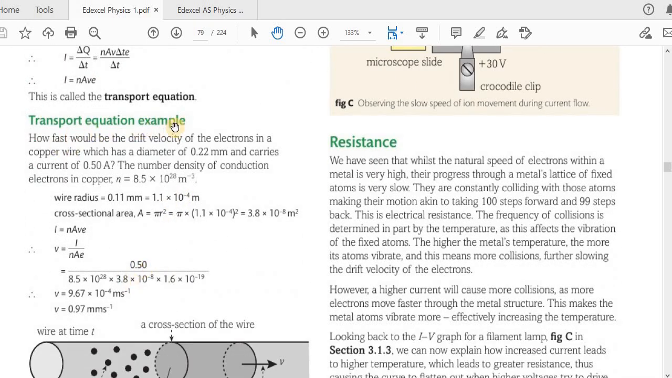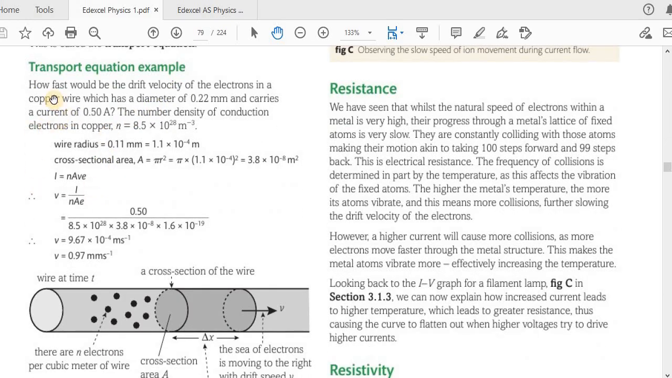The transport equation example: how fast would be the drift velocity of the electrons in a copper wire which has a diameter of 0.22 millimeters and carries a current of 0.50 amperes? The number density of the conduction electrons in copper is 8.5 into 10 to the power 28 per cubic meter. Now you can see number density is number of electrons per cubic meter. So number of electrons doesn't have a unit, but number of electrons per cubic meter. That's why we have the unit per cubic meter.